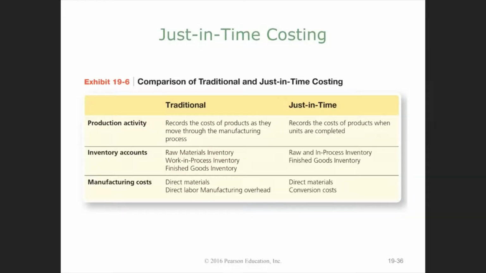And then when we're looking at our manufacturing cost, for a traditional setting, manufacturing cost consists of direct materials for both traditional and just in time. But then for traditional, we have our direct labor and manufacturing overhead. And so you think back to the assembly line workers, the supervisor, quality control specialist. So we've got our direct labor and manufacturing overhead for traditional. But then for just-in-time manufacturing cost, they have direct materials and conversion cost. So they are looking at the direct materials and conversion cost.